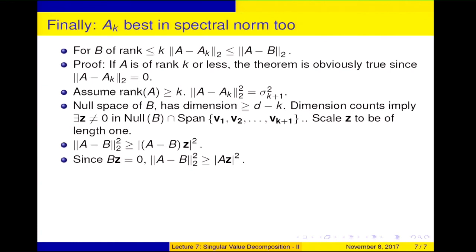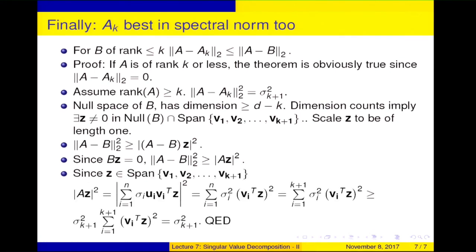Now AZ, Z belongs to the span of the first k plus 1 singular vectors of A. So AZ, I can write again this way, and I just did the dot product squared. Now why is this? This is the length squared. These are scalars, right? And these are orthonormal. So you just take the sum of squares of the components along U_i. Okay, so you get that.